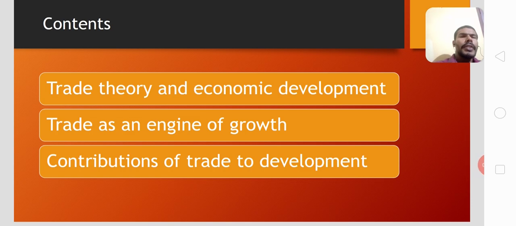In this module we are dealing with the first one, that is trade theory and economic development. We will look into the nature of trade theory, how it deals with economic development, and how it addresses the question of trade and economic development.